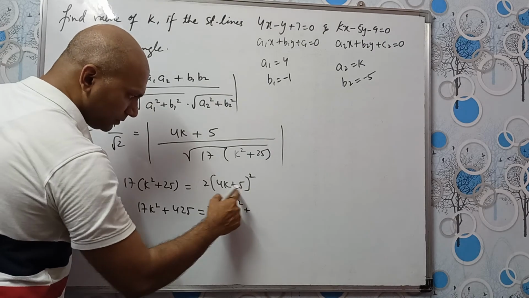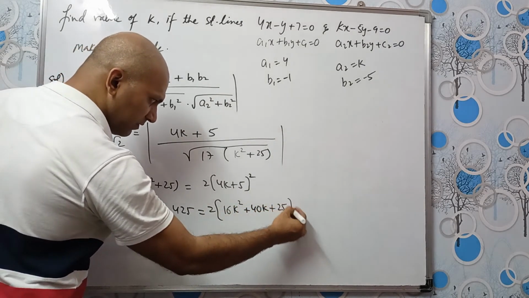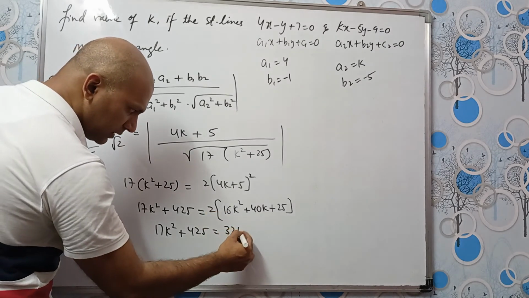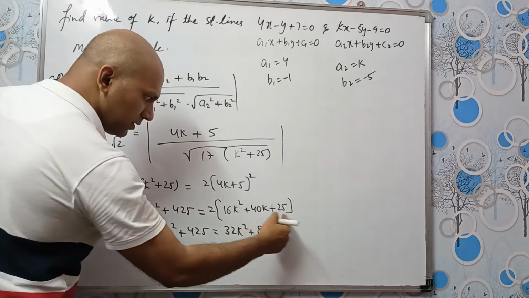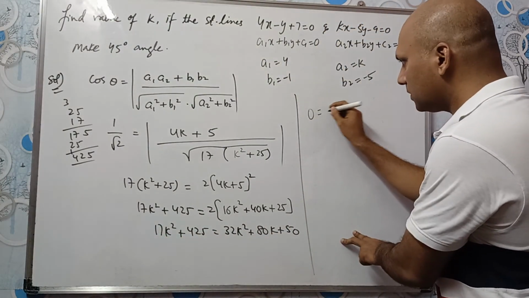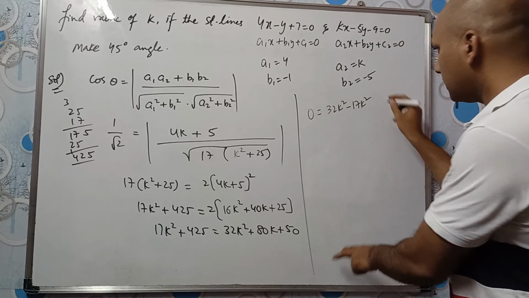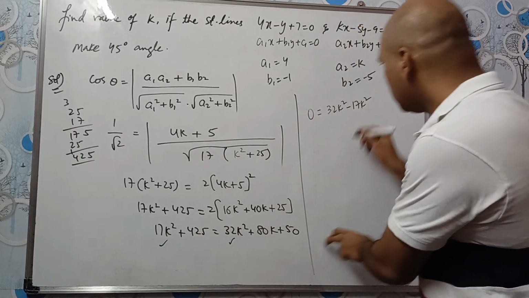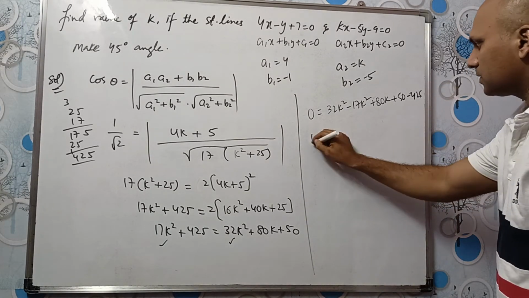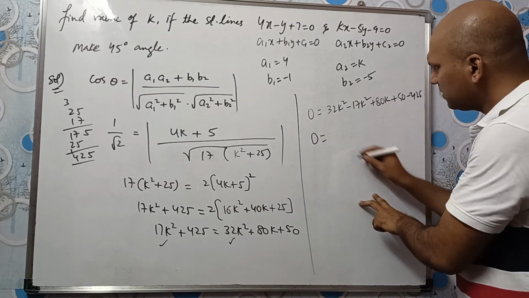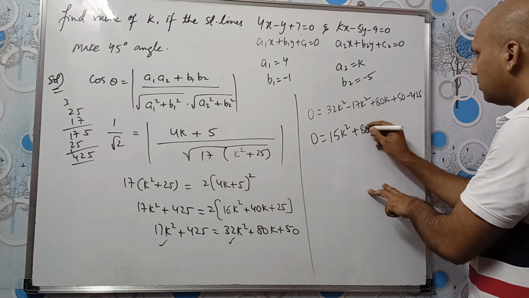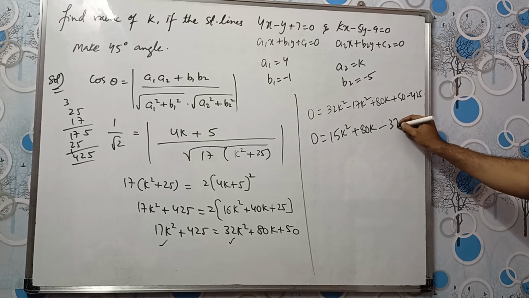16k² plus 40k plus 25. Okay. So this is 17k², 425 is equal to 2 into 16, 32k², 2 into 40, 80k, 50. Okay. Alright. Let us bring these two terms this side. So we'll have 0 on LHS, 32k² minus 17k², 32 and 17, right? Plus 80k plus 50 minus 425. So 32 minus 17, 15. Yes, 15k². Yes, 15k² plus 80k minus 425, 375.